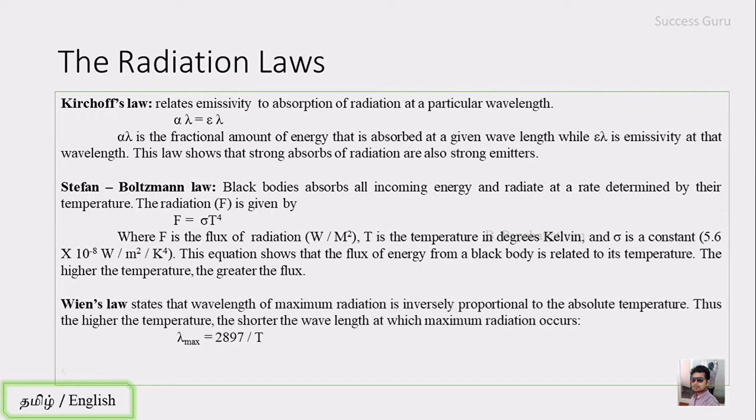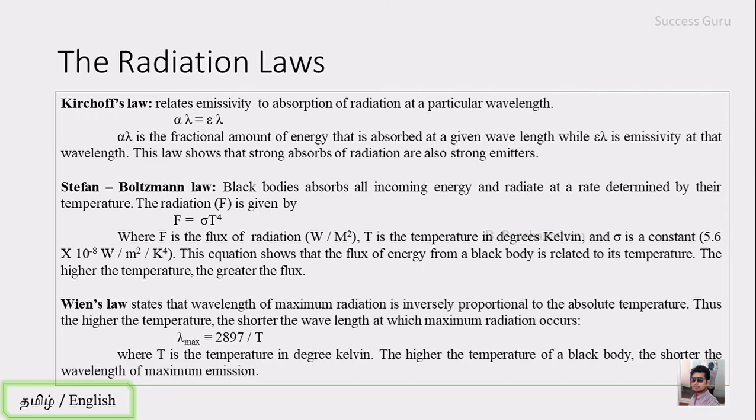And the next law is Wien's law, which states the wavelength of maximum radiation is inversely proportional to the absolute temperature. That is, the higher the temperature, the shorter the wavelength of the maximum radiation. So this law can be explained like lambda max is equal to 2897, which is a constant, by T, where T is the temperature in degree Kelvin.